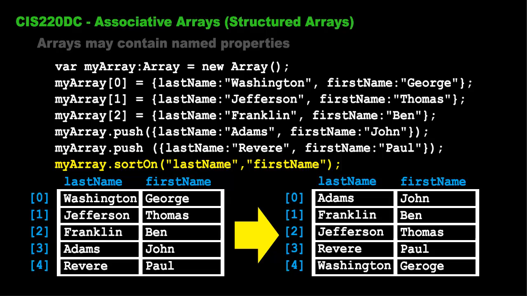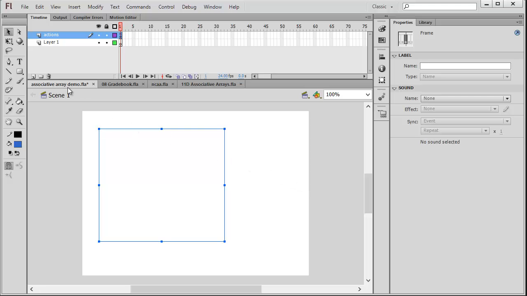I can also add a comma and use one of the array.caseInsensitive or array.descending values, and I can have multiples of those by separating those with a pipe. And we'll see that in one of the examples. So let me go into Flash. My first example here is just a little demo.